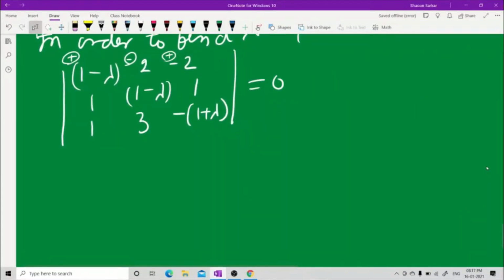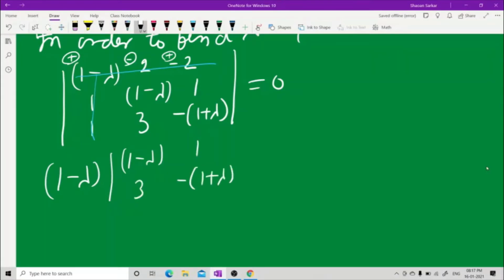Yes. Now see, 1 minus lambda, you are hiding this row and this column. So what are you left with? 1 minus lambda, 1, 3, minus 1 plus lambda. You are left with this. Now you need to hide the second column, this column. As you do in the determinant, same thing.